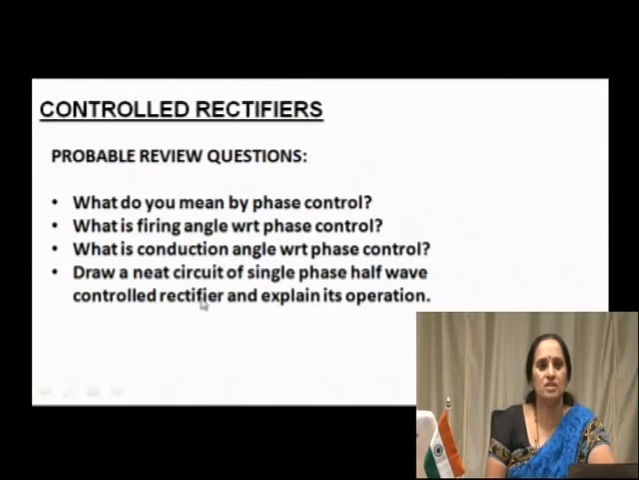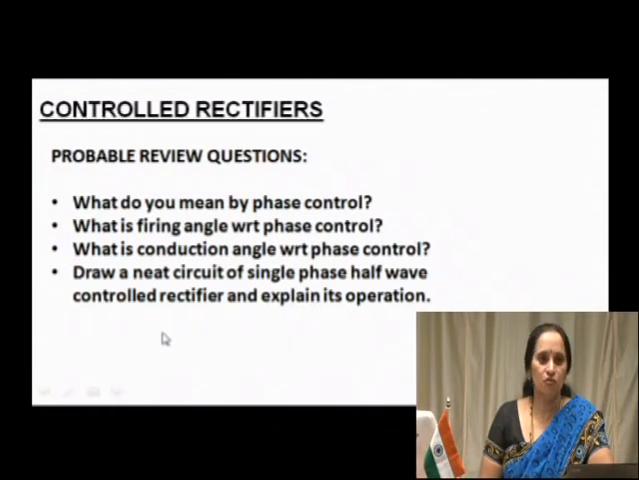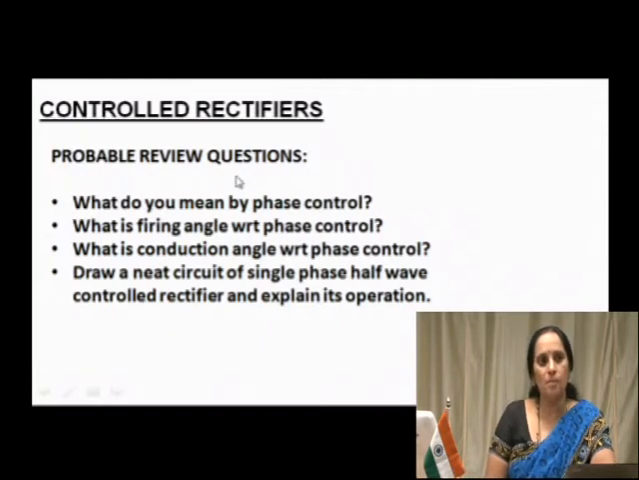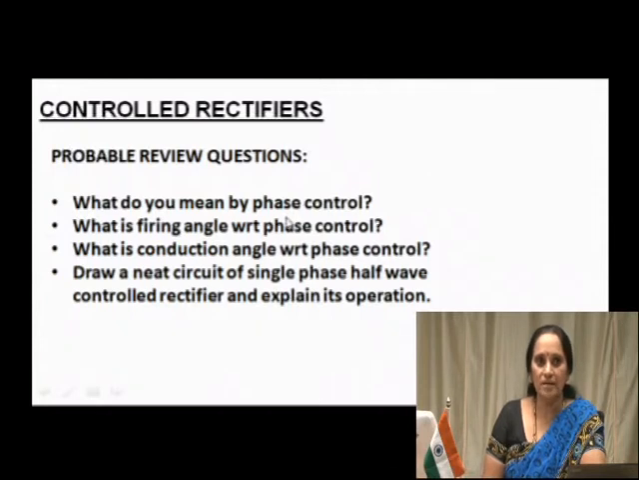Dear students, so far I have discussed the meaning of phase control, the firing and conduction angle, and one type of converter, the single phase half wave controlled rectifier. Now, probable review questions which may appear in your question papers. What do you mean by phase control? You must talk about how you can control your DC output by giving a triggering pulse to the gate.